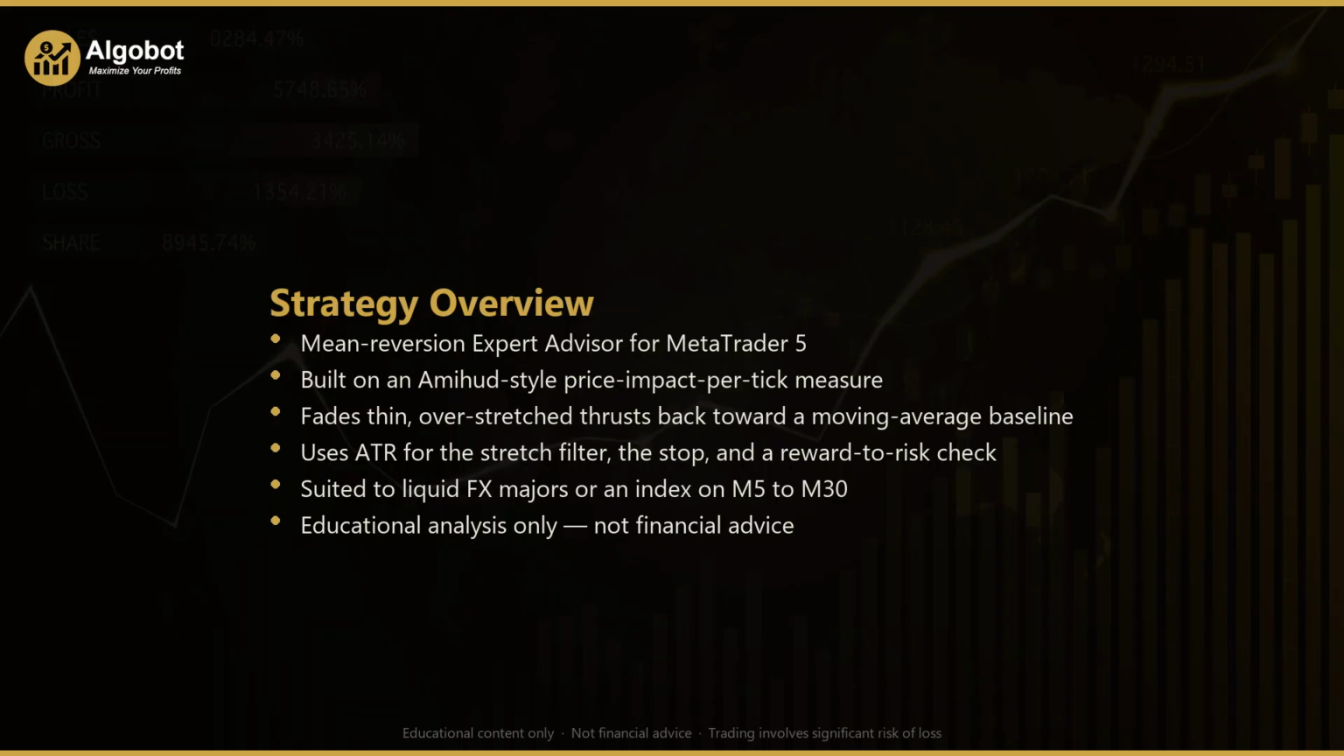To measure this, the strategy takes a rolling window of impact readings, calculates their average and standard deviation, and z-scores the most recent bar. A high z-score means this bar moved a lot on far too little participation, the vacuum signature. A rolling simple moving average acts as the fair value baseline and the take-profit target, while the average true range measures how stretched price has become and sets the protective stop.